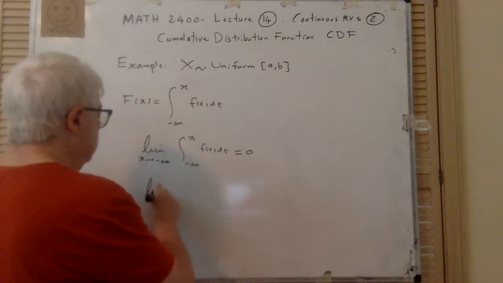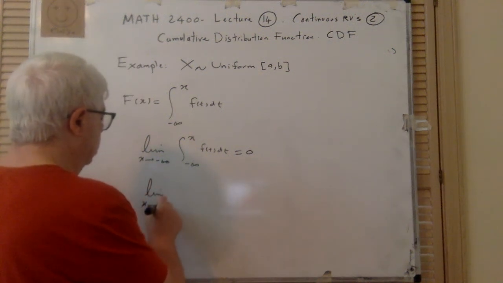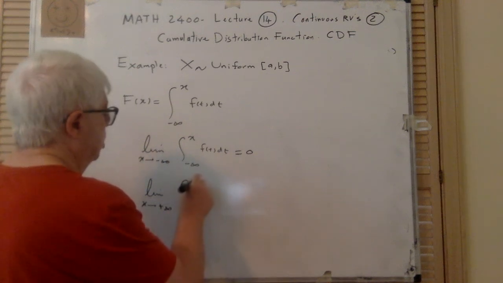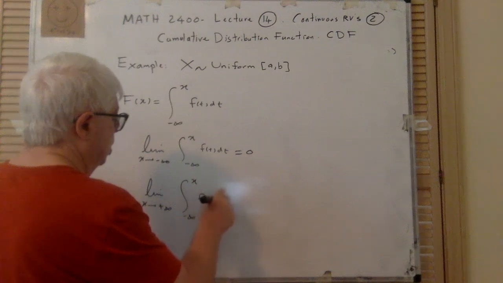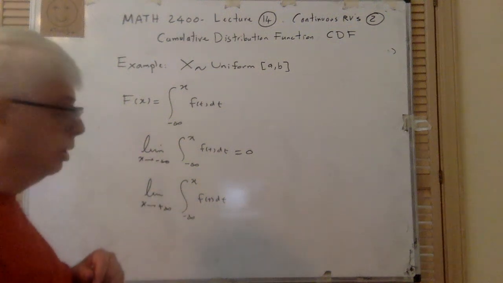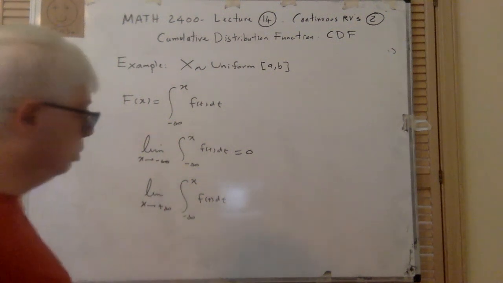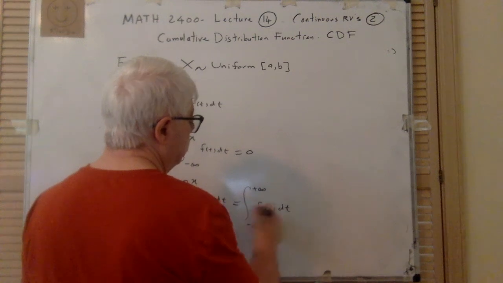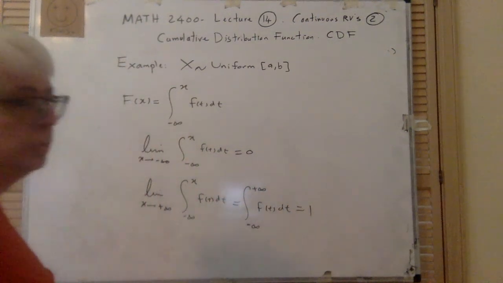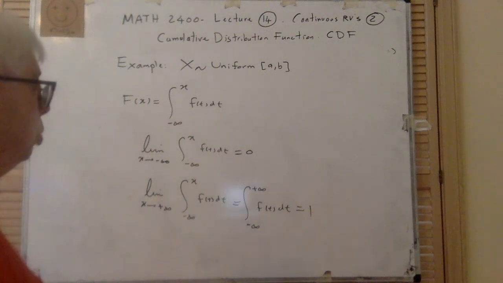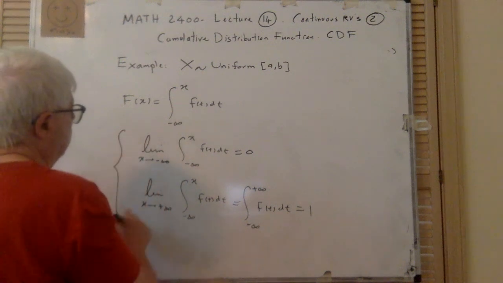The other one, positive infinity, is in fact the definition of f(t) being a PDF. So this is the integral from minus infinity to positive infinity of f(t) dt. Remember, that was part of the definition of a PDF, that this is 1. So these are the two important properties of the CDF.